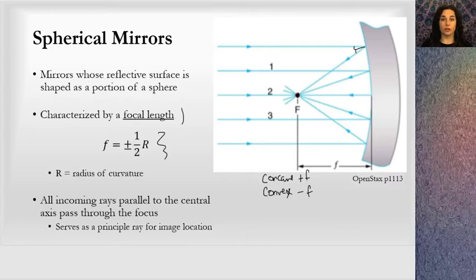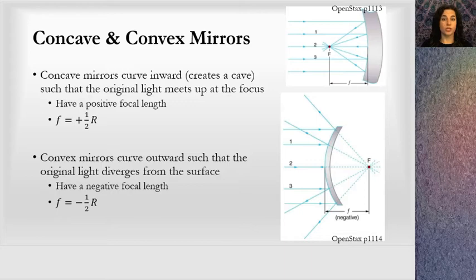Concave and convex mirrors are named differently because they are shaped differently. They're both spherical mirrors, but with a concave mirror the focus is on the same side as the light rays, and with a convex mirror, the focus is on the opposite side, behind the mirror, compared to the light rays. The light rays come in all parallel, and all of the light rays that come in parallel will converge at the focal point.